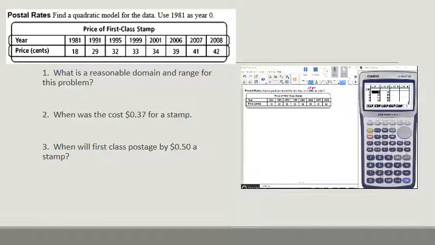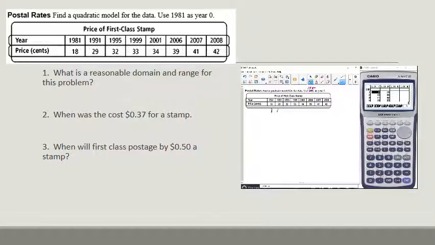All right, so in this example, we're given the cost of a first class stamp from 1981 to 2008, and we're asked to make a quadratic model to do so. And they're asking to use 1980 as year 0. I'm going to change it. They asked for 1981. I want to change it to 80. It makes more sense to me. So 1981 would be year 1.